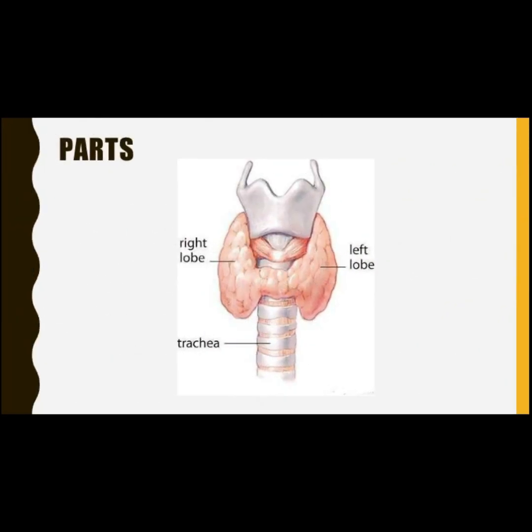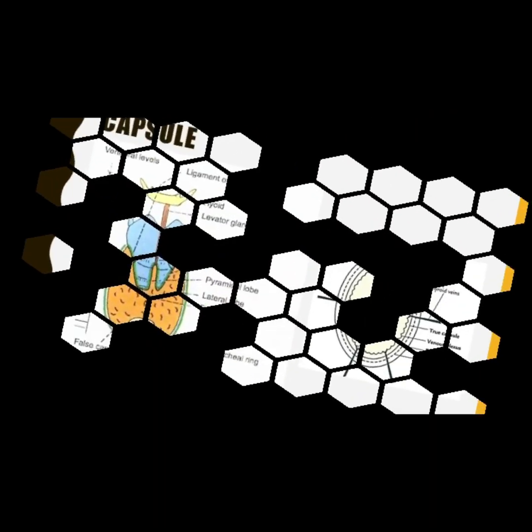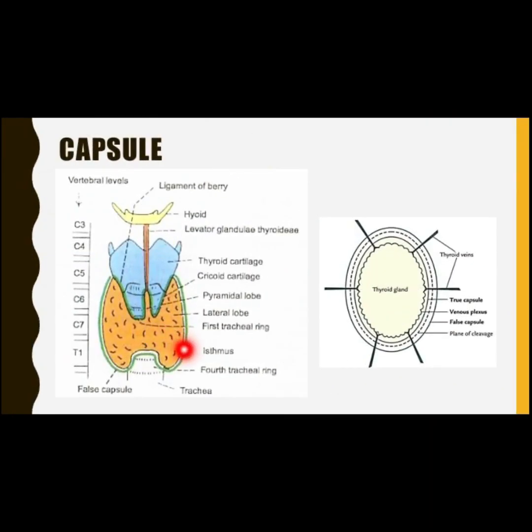Moving on to its parts, this gland has two lobes, the right lobe and the left lobe, and these two lobes are joined together by a stalk called isthmus, which extends up to 2nd, 3rd and 4th tracheal ring. So this gland has two capsules, namely the true and false capsule. The true capsule is formed by the layers of fibrous connective tissue running along its boundary, and the false capsule is formed by splitting of pretracheal fascia.